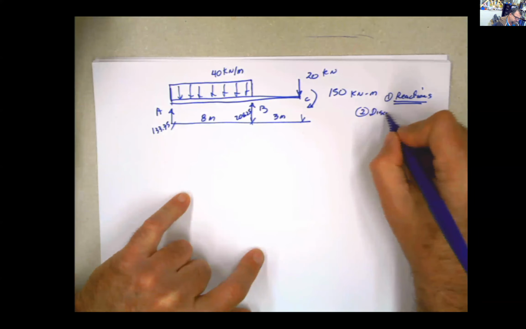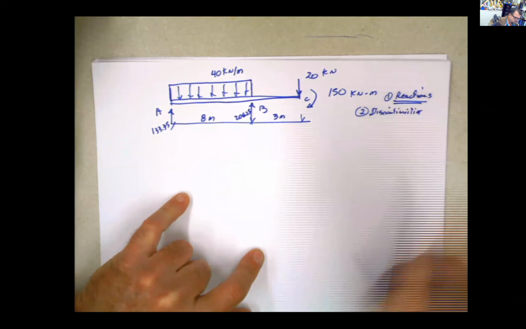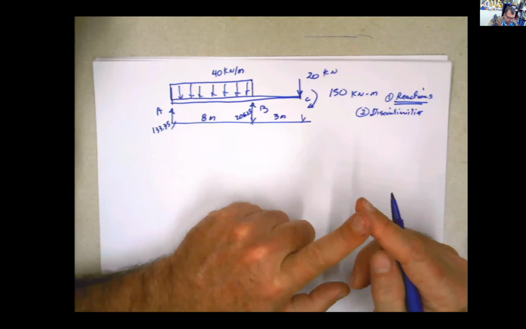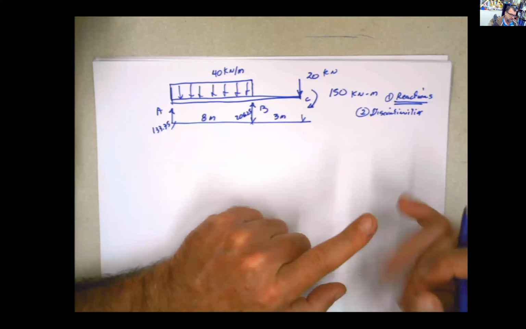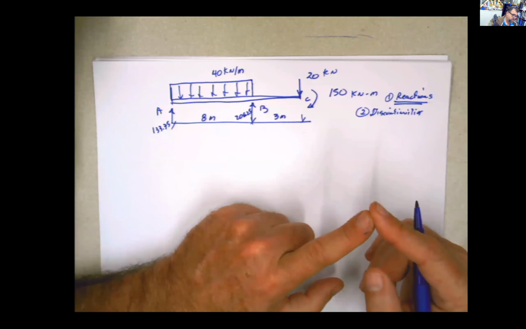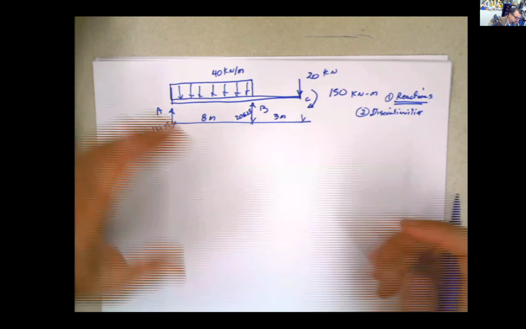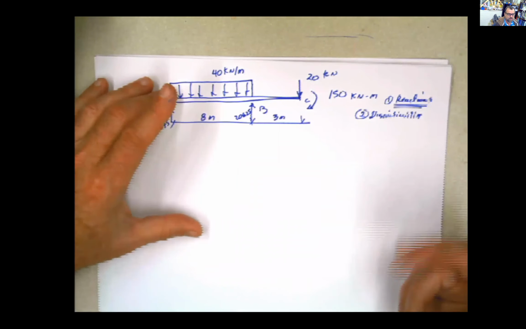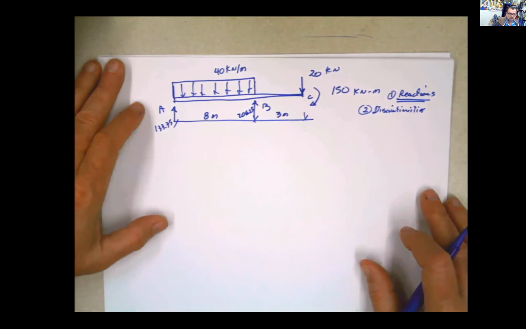discontinuities or interest points or points of interest. What are those points of interest? At the beginning, at the end, wherever you have a concentrated force, wherever you have a concentrated moment, wherever the distributed load begins, wherever the distributed load ends, wherever you have an internal support, wherever you have a hinge, wherever there is a change on the geometry of the section or the material, at least for mechanics of materials and solid mechanics. And those are the points of interest.